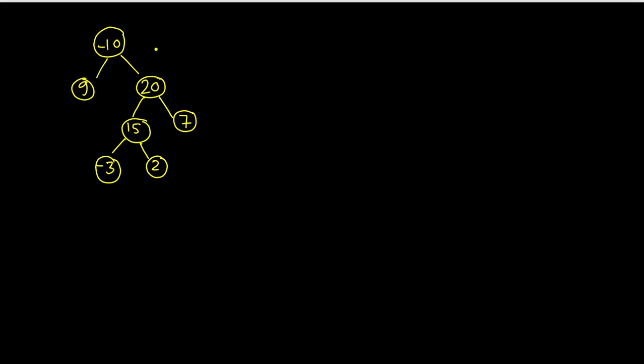So you are given a binary tree. You can see some negative nodes, some positive nodes. So positive, negative, both are allowed. And you have to find a path, and a path is a continuous path.